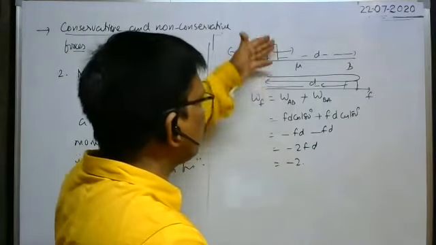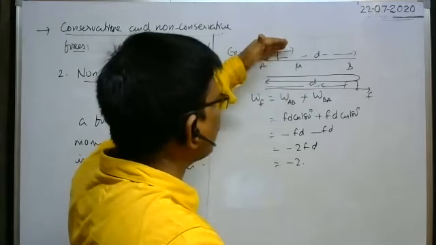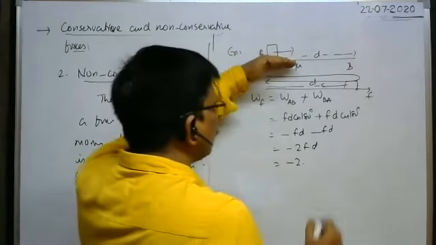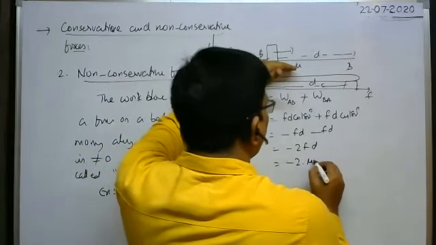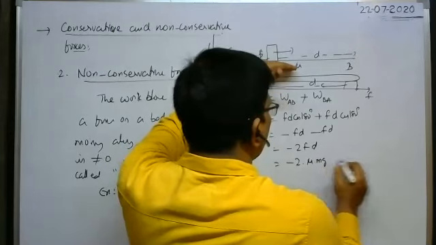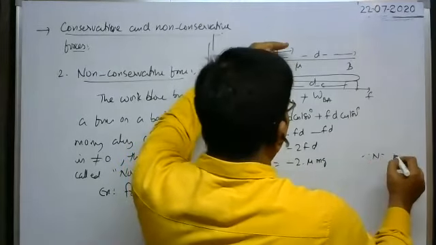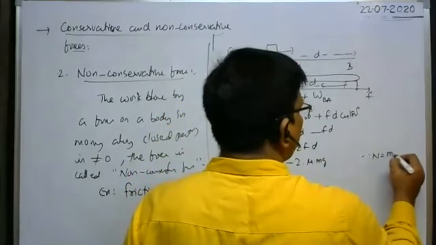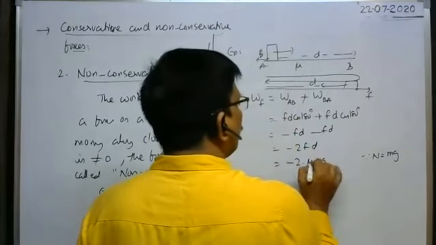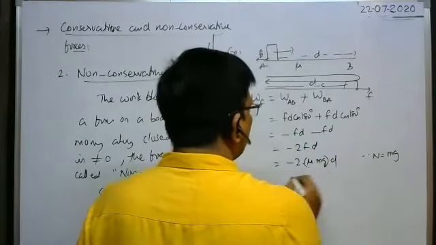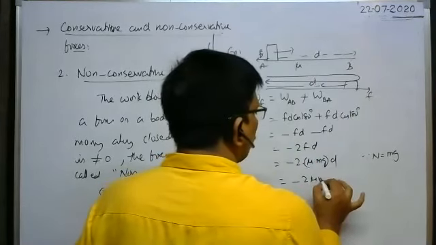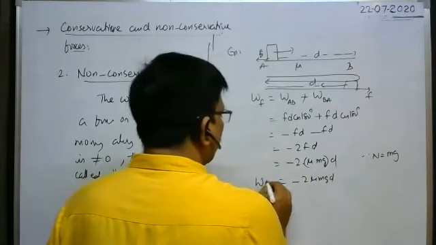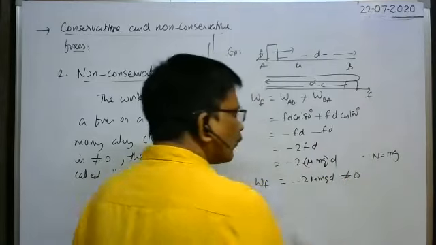What is the frictional force? As the body is kept on a rough horizontal surface, the frictional force is equal to mu into normal reaction. Normal reaction is equal to mg, since the body is on the horizontal surface. So friction is mu mg, and the work done is minus 2 mu mg d. This is the work done by friction, which is not equal to 0.